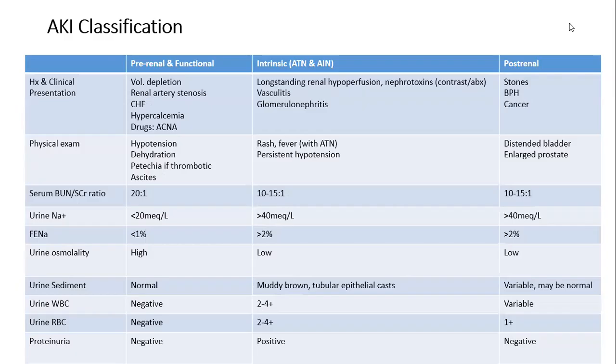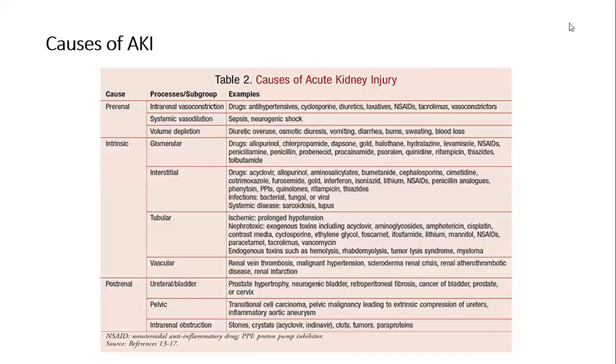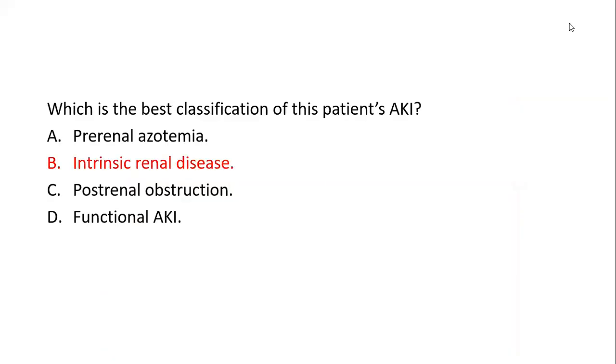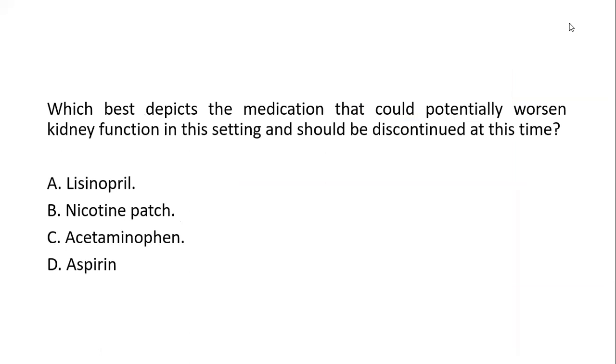And the reason behind that could be a long-standing renal hyperperfusion that usually happens with patients with CHF or patients who come with MI. So this could be a possible cause. And the other causes for tubular necrosis are contrast or vasculitis or infection like glomerulonephritis. So the right option for this case in terms of the classification of AKI would be intrinsic renal disease.